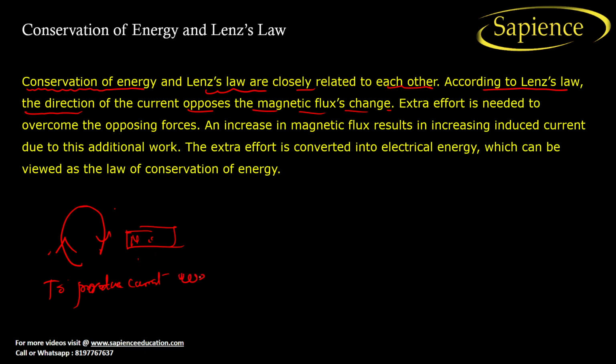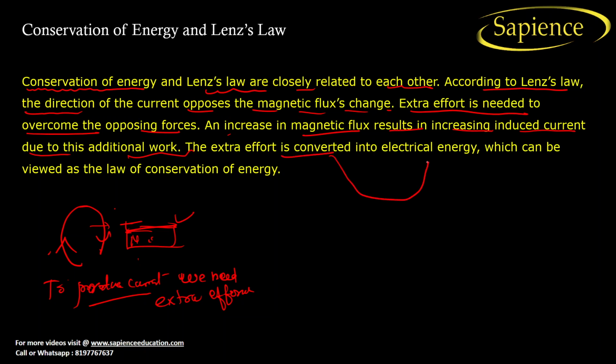to produce current, we need extra effort. Why extra effort? Because when you move this, it will try to oppose. So it means that we need an extra effort. This extra effort is needed to overcome the opposing force, and an increase in the magnetic flux results in an increase in the induced current. Due to this additional work, this extra effort is converted into electrical energy.